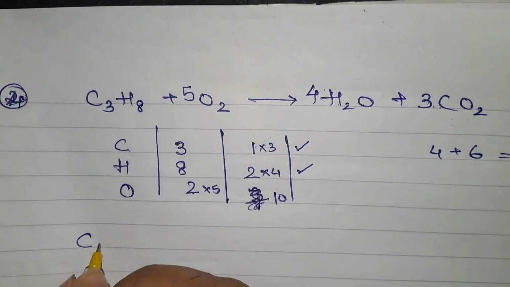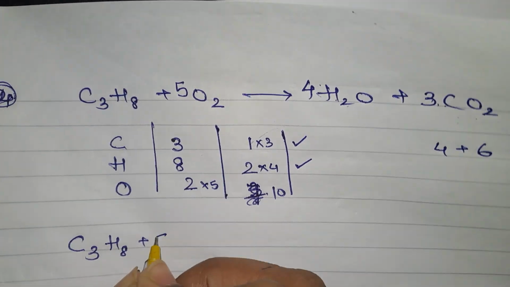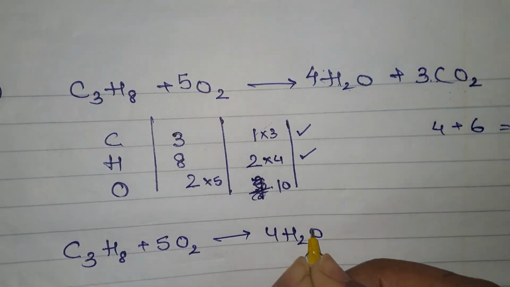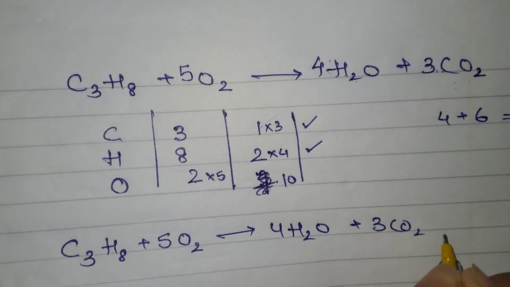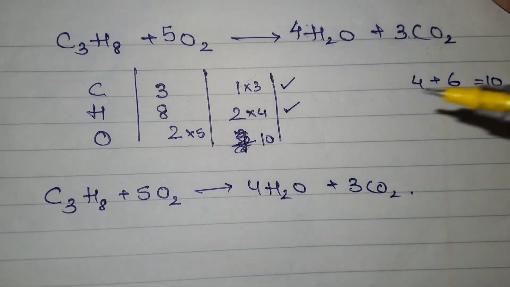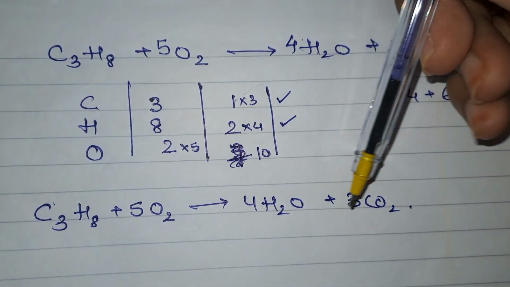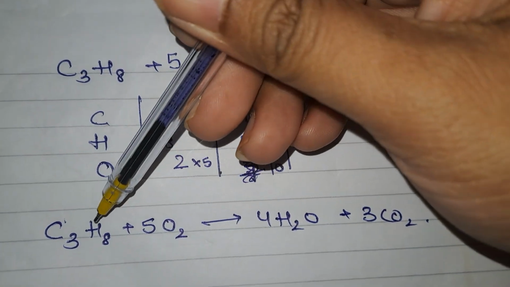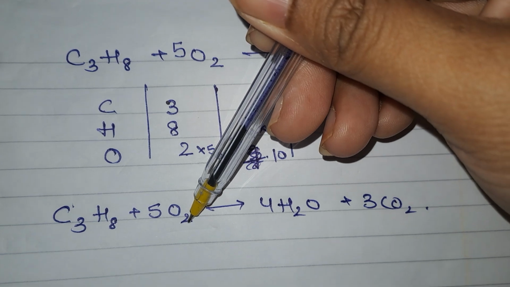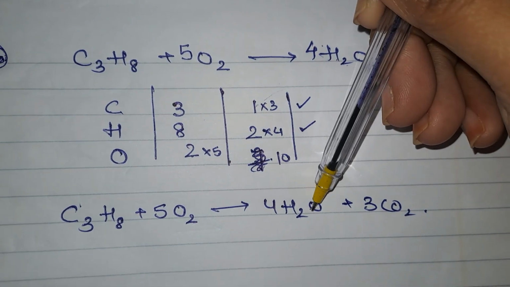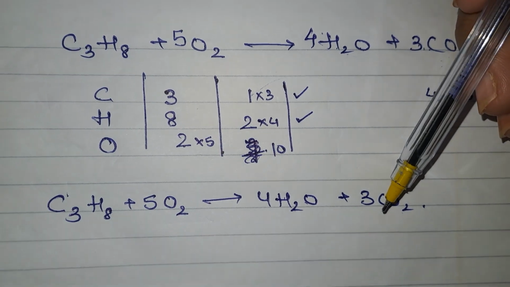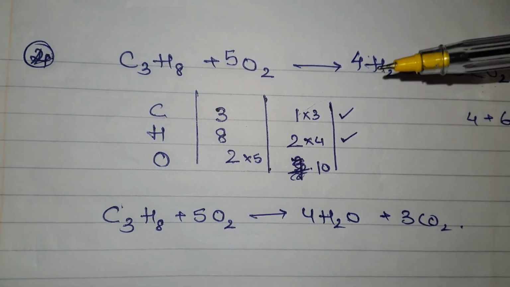Let's check it again. C3H8 plus 5 oxygens combine to give 4 water molecules and 3 carbon dioxide molecules to me. Okay, so let's check. 3 carbons, 3 carbons. 8 hydrogens, 4 2s are 8 hydrogens. 2 5s are 10 oxygens. 4 oxygens on this side, 2 3s are 6 oxygens on this side. So 4 plus 6 is 10 oxygens on this side. This is also balanced.